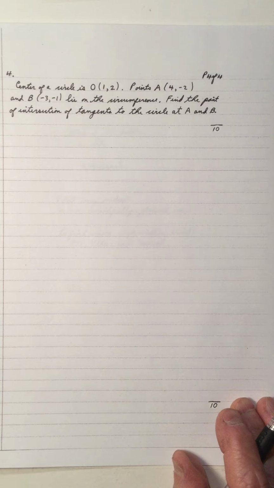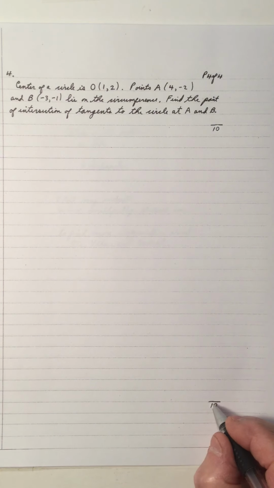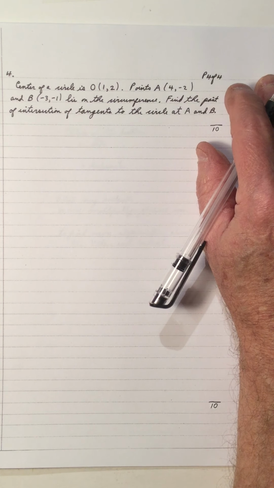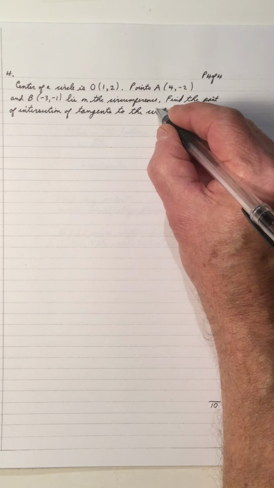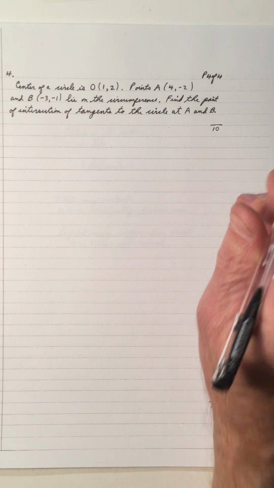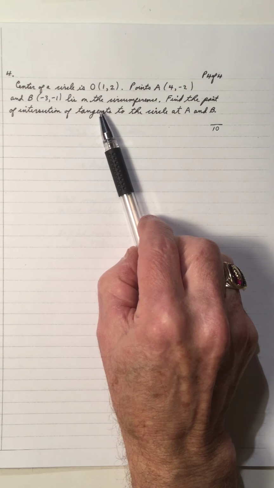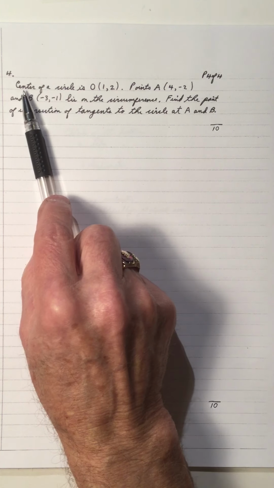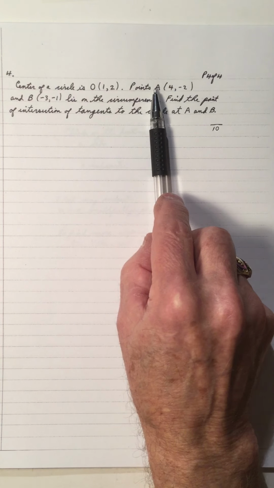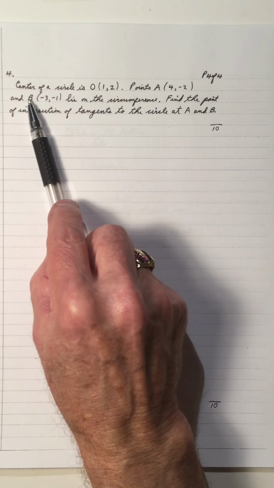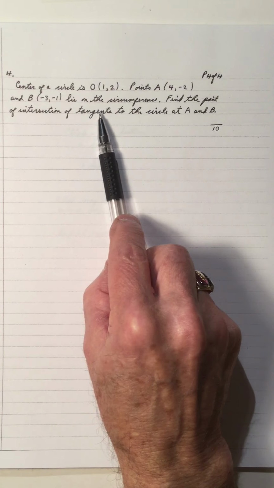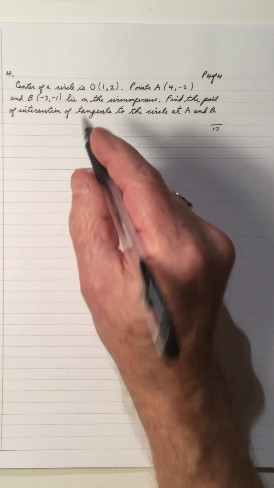And we have one more question to summarize or to bring down a review on these videos. And this is a really good question. It has integrated the ideas of tangents, perpendiculars, circles, and equation of lines. Here we go. The center of a circle is O, which is (1, 2). The points A, which is (4, -2), and B, which is (-3, -1), lie on the circumference. Find the point of intersection of the tangents to the circle at A and B.